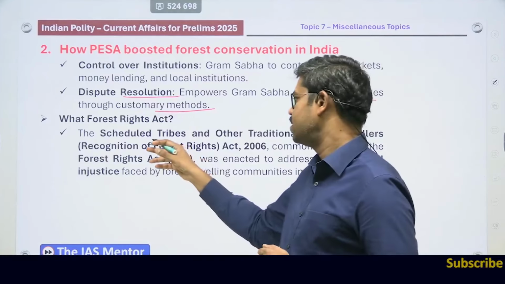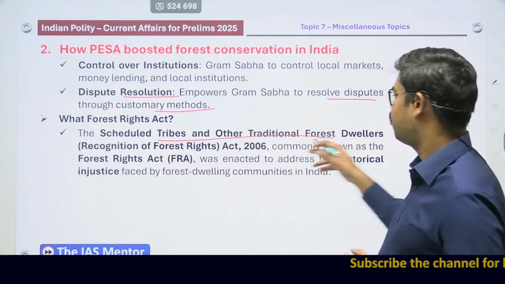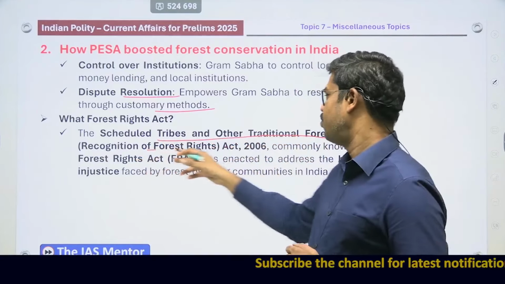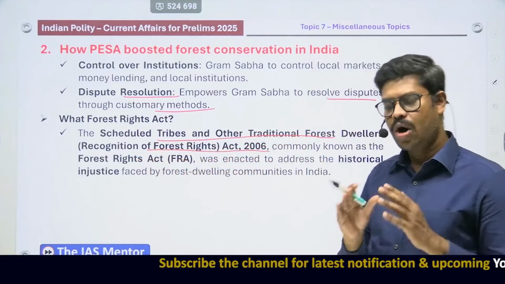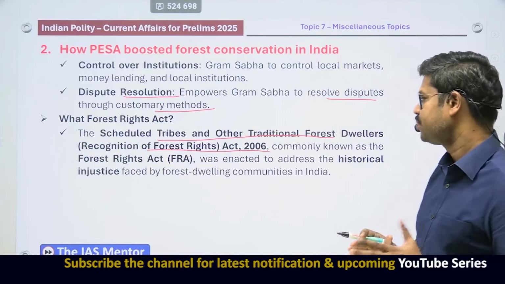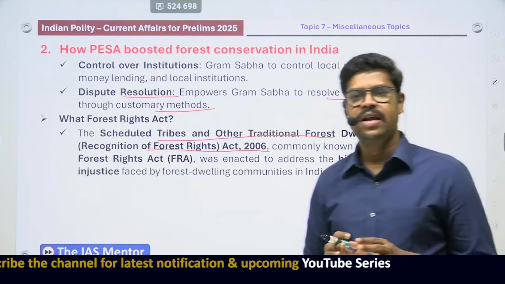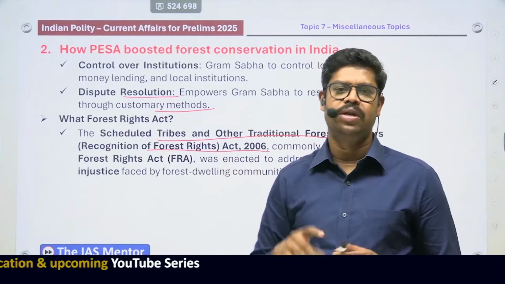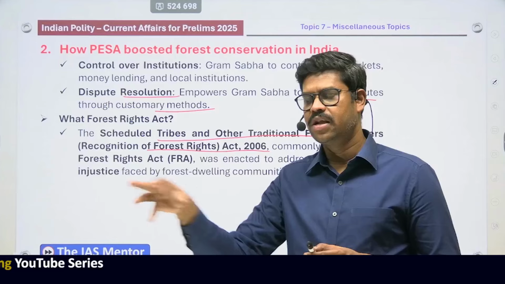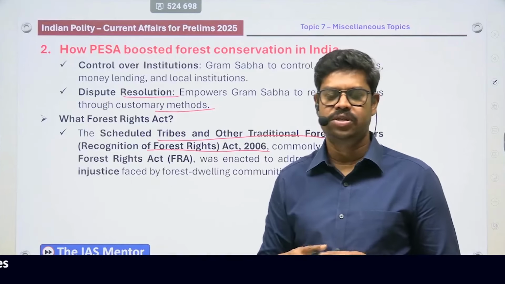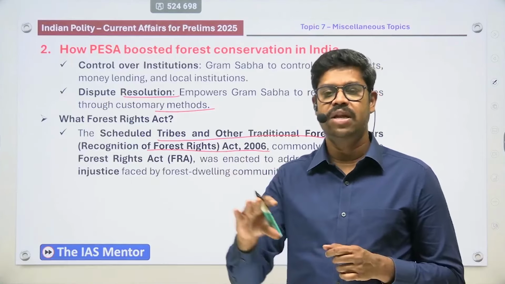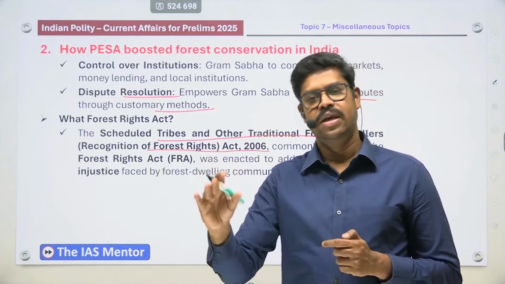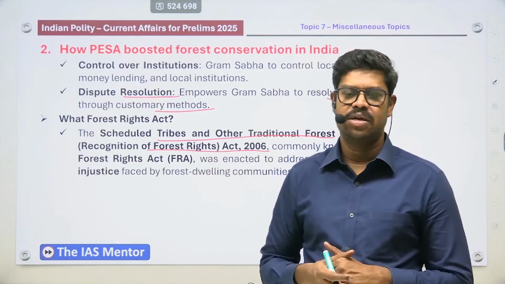Also called the Scheduled Tribes and Other Traditional Forest Dwellers Recognition of Forest Right Act 2006, commonly called the Forest Right Act. The major objective of this particular act is to recognize the traditional rights of the forest dwellers, the land rights and the rights over the forest of the forest dwellers. They need not be a scheduled tribe, but if they are a traditional forest dweller, then also they may exercise these rights under the Forest Right Act.